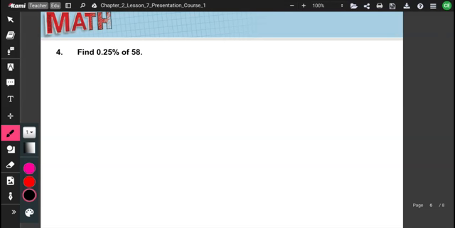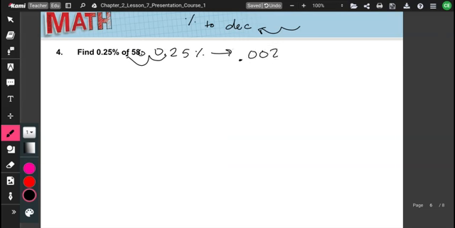So I'm going to take 0.25 percent and make that into a decimal. Remember, if you want to go from a percent to a decimal, you're going to move 2 to the left. So I'm going to go 1, 2, fill my egg cartons. So now my new decimal is 0.0025. I'm going to take this number, 0.0025, and multiply that by 58.